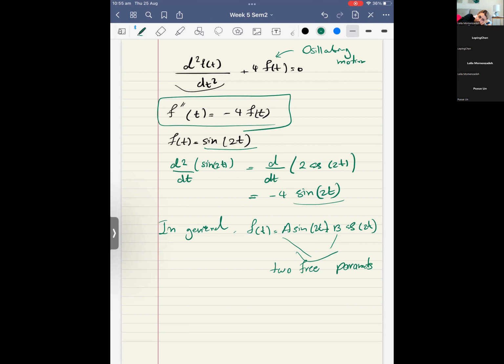Okay, and let's see, I write for you here, this is a two parameter family of solutions.